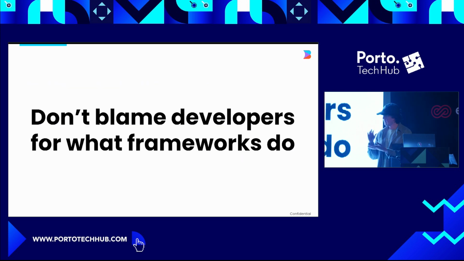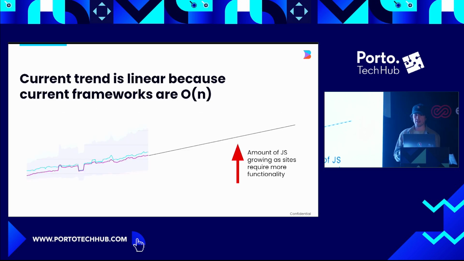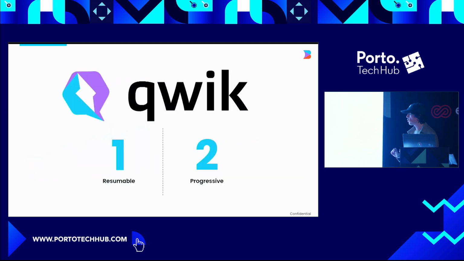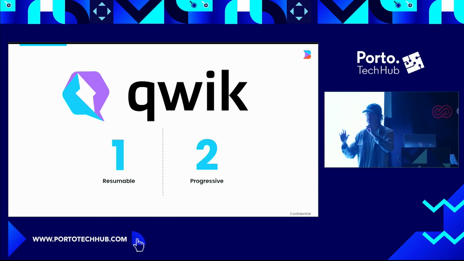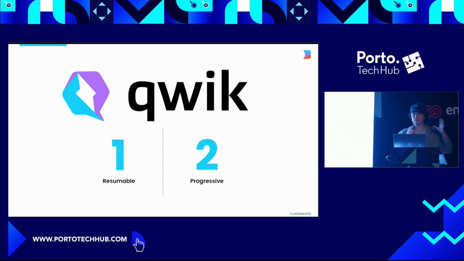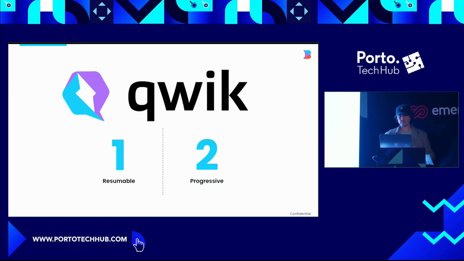So again, my talk is: don't blame developers for what frameworks did here. The current trend is going up because the current frameworks are O(n). It's not your fault. But what if frameworks were O(1)? What if? So with Qwik, we can achieve this. I don't know if you can read it, but it's about two concepts, and so this talk is also about these concepts. It's about being resumable and being progressive.